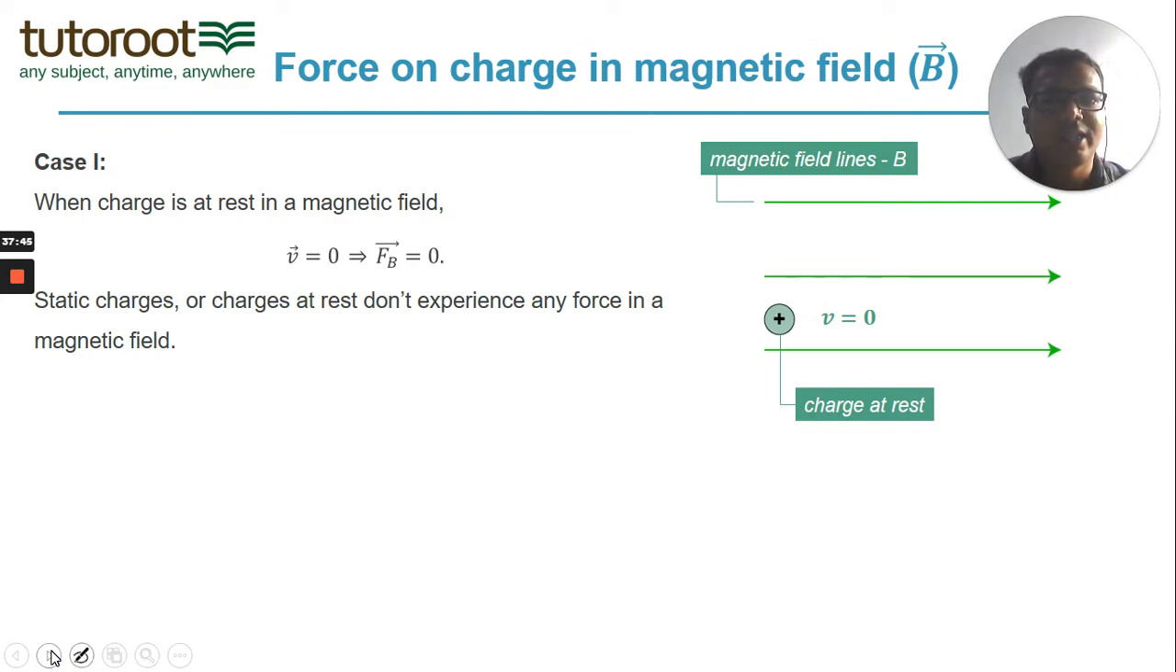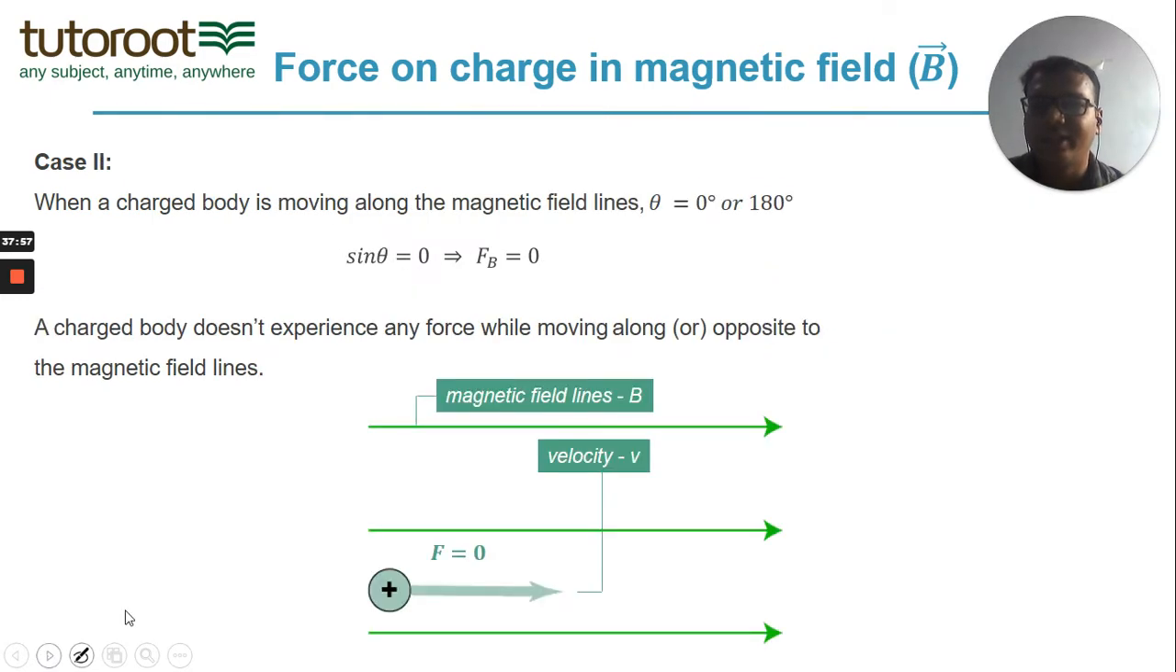When a charge is at rest in a magnetic field, let's say the green lines are the magnetic field lines direction, and the velocity is zero, obviously there is no force on it. In another case, if the charge is moving parallel or anti-parallel to the magnetic field lines, again the force experienced by the body is zero.